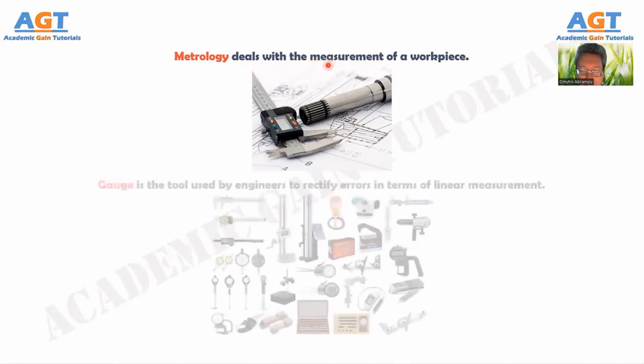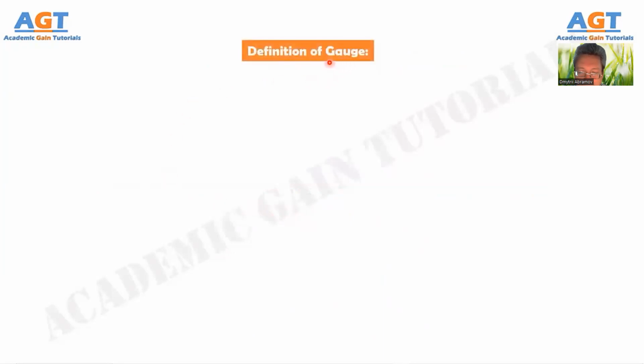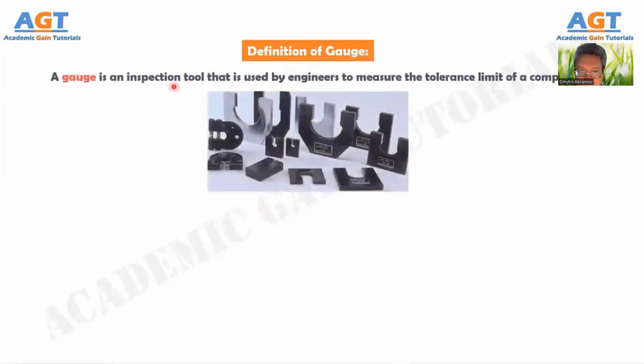Gauge is the tool used by engineers to rectify errors in terms of linear measurement. Linear measurement deals with measuring lengths, heights, diameters, etc. It is also used by engineers to secure variance in a workpiece. In this assessment, gauge and its types are critically analyzed briefly in all the possible ways. Everyone is seeking appropriate knowledge about gauges due to the conciseness of the description. If we look into the definition of gauge, a gauge is an inspection tool that is used by engineers to measure the tolerance limit of a component.